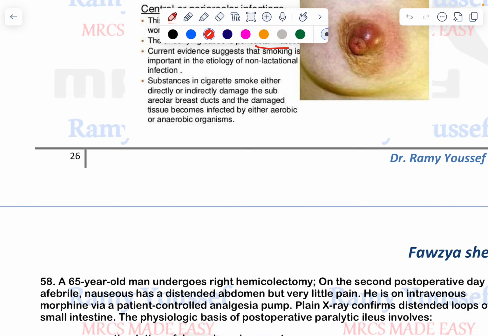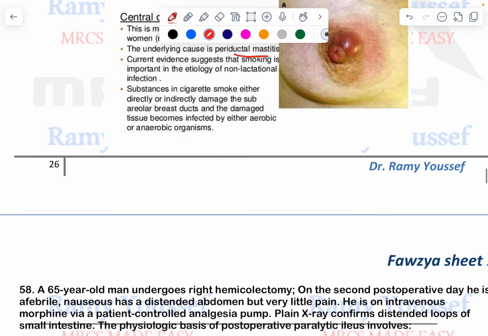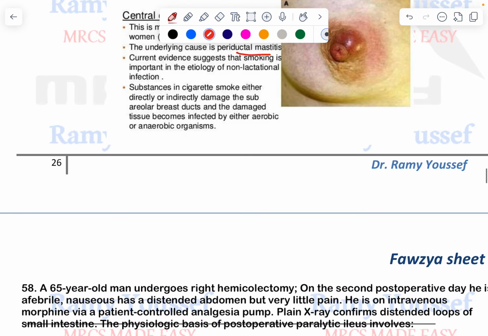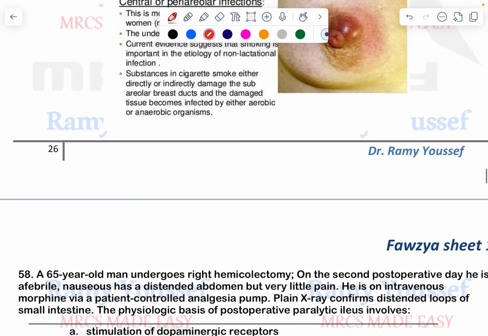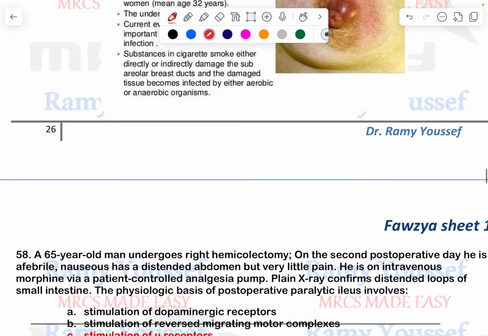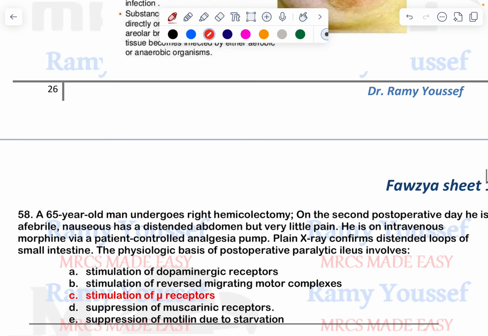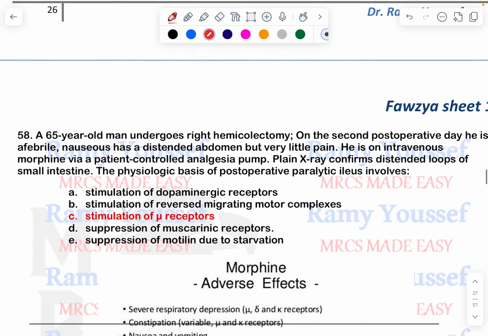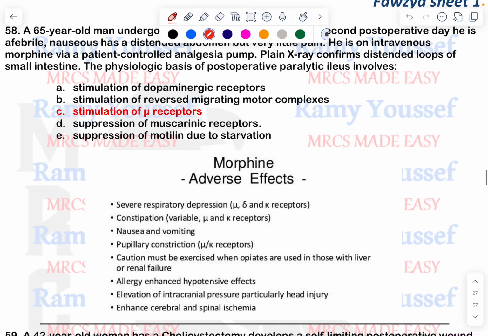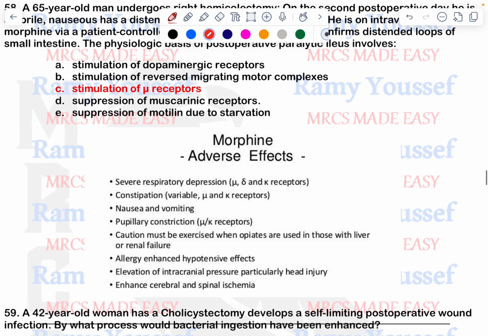A 65-year-old man undergoes right hemicolectomy. On the second post-operative day he is febrile with nausea and a distended abdomen. He is on intravenous morphine, patient-controlled, and has distended loops of small intestine. Physiological paralytic ileus involves stimulation of the mu receptors; morphine acts on mu receptors. Constipation is one of the causes. It reduces motility.